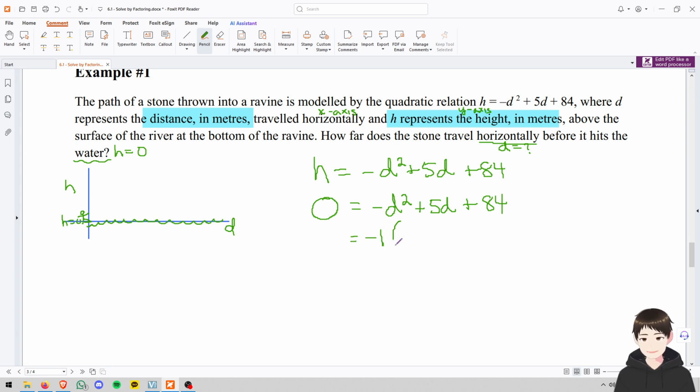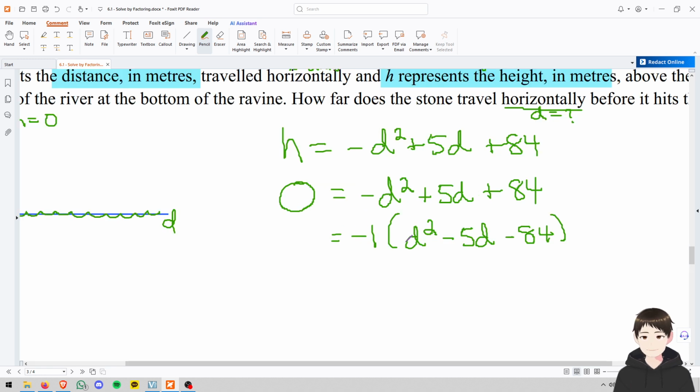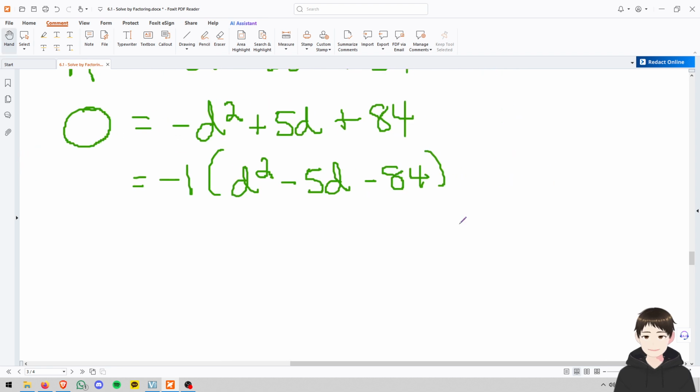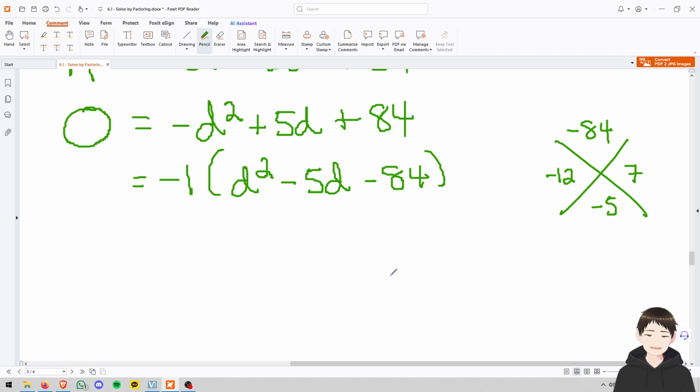First things first, I'm going to factor out a common number because I like my square term to be positive. So I factored out a -1, and now I have -84 as the product and -5 as my sum. This is going to be a little annoying. Is it a 12 and a 5? No, 12 and a 7. Yes, a -12 and a +7. It's going to add to -5, but multiply to -84.